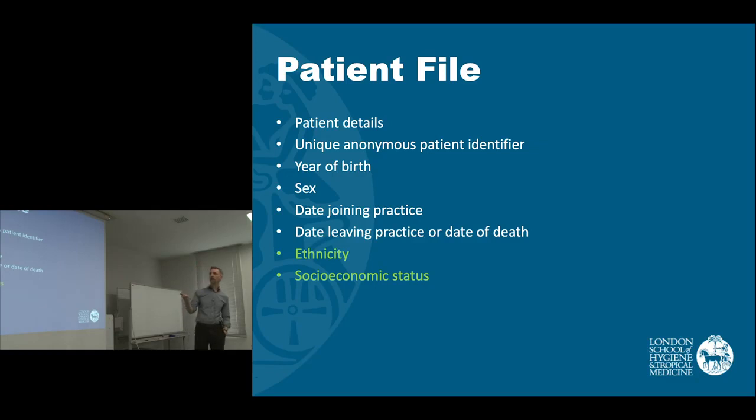Okay, so we've already talked about this in the patient file. We also know if people die. So we have the date of death, which is very useful to know, and also we have their socioeconomic status. So these are all variables that if we are worried about differences in patient groups, that we can potentially adjust for.